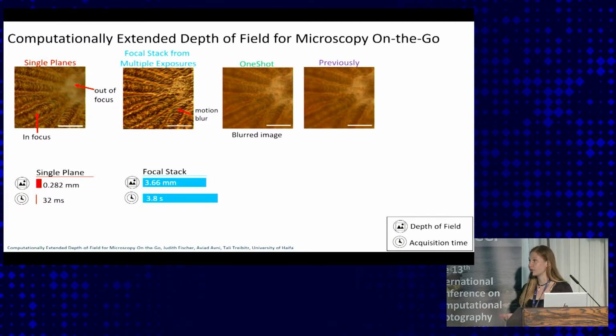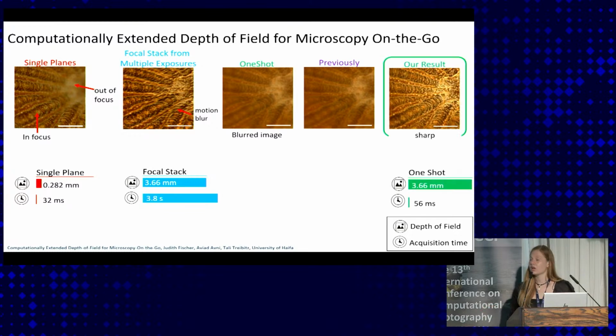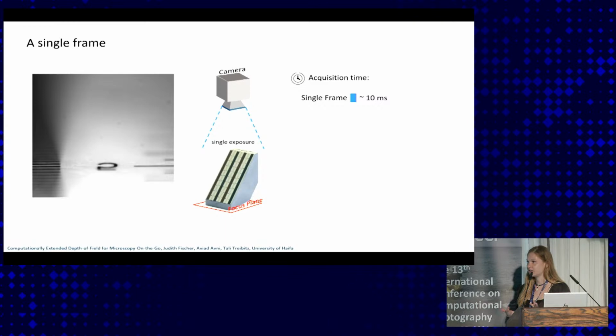Since the one-shot is blurry, it needs to be post-processed, and previous methods suggested simple deblurring using restricting assumptions, which led to a limited range. Therefore, we suggest using a deep neural network to overcome this problem, and we can present results with a 10-fold increase in the depth of field and a very short acquisition time. So more for the details.